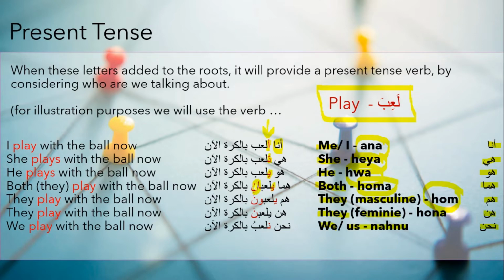هو يلعب. هما يلعبان. So I added ya and alif noon. This alif noon, which is at the end of the word, expresses both people, dual. Waw noon expresses a masculine group of people. يلعبن, the noon here expresses a group of people, but a feminine group of people.